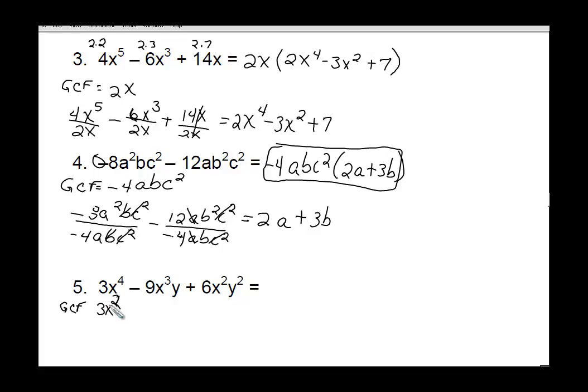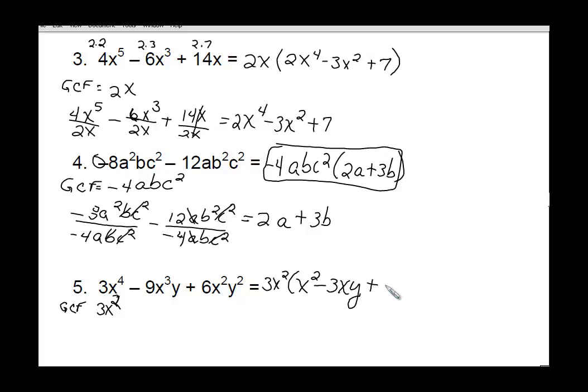So let's just try to do this in our head. 3x to the 4th over 3x squared. 3 over 3 is 1. First we're going to put our greatest common factor in front. 3 over 3 is 1. X to the 4th over x squared is x squared. Minus 9 divided by 3 is 3. X cubed over x squared is an x. Y over no y is a y.